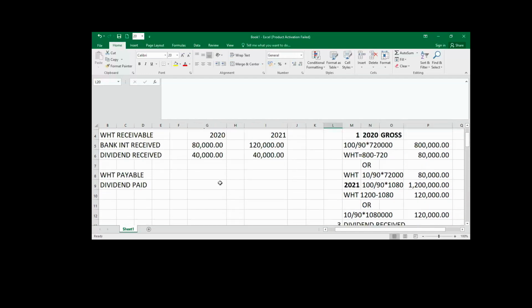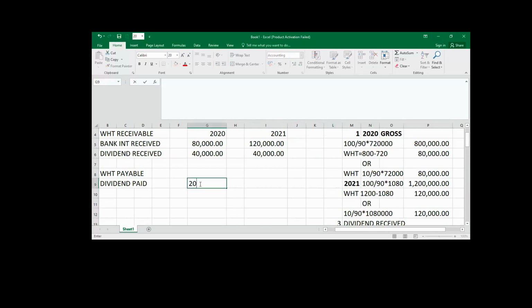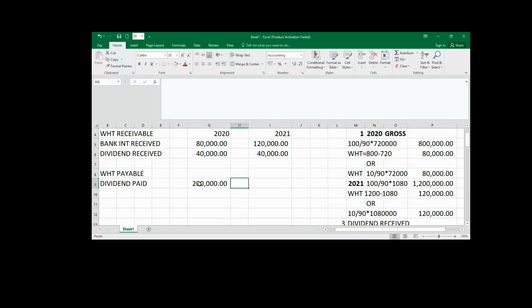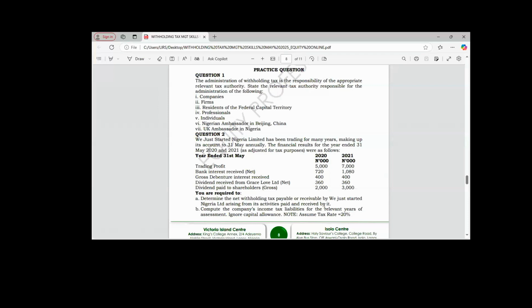So that means the withholding tax payable will be 200,000 and 300,000. That is the last information given to us. Apart from this, we don't have any other information. We now go to our solution again.